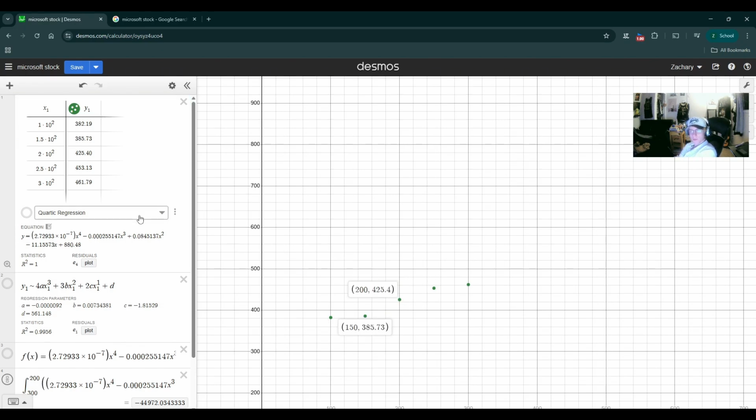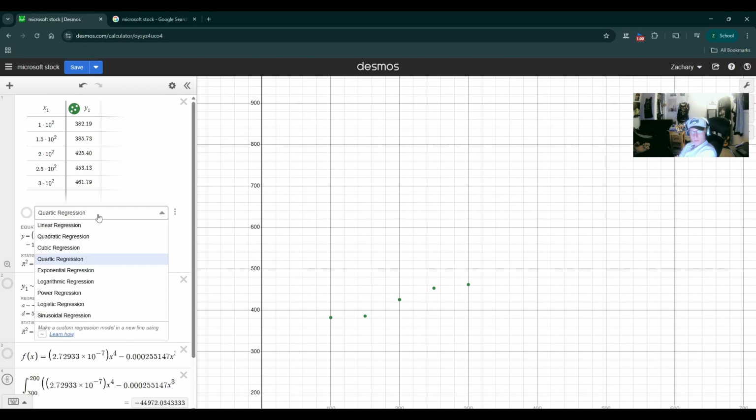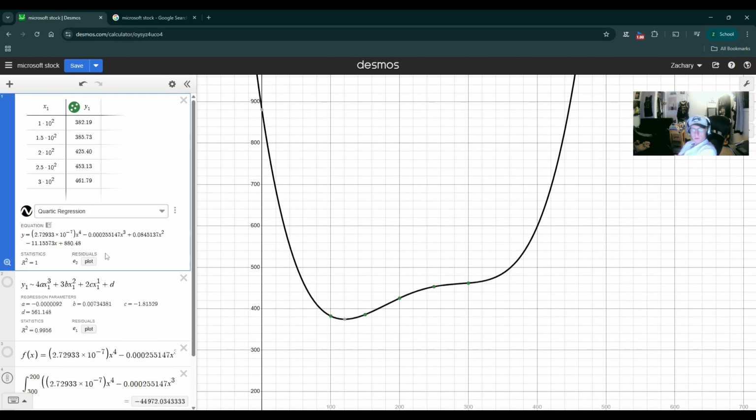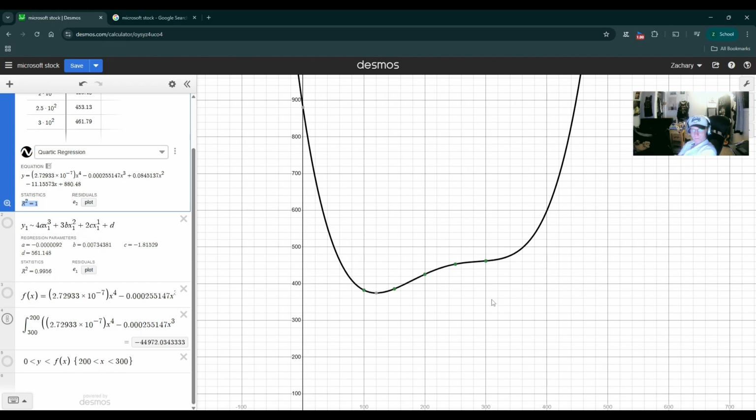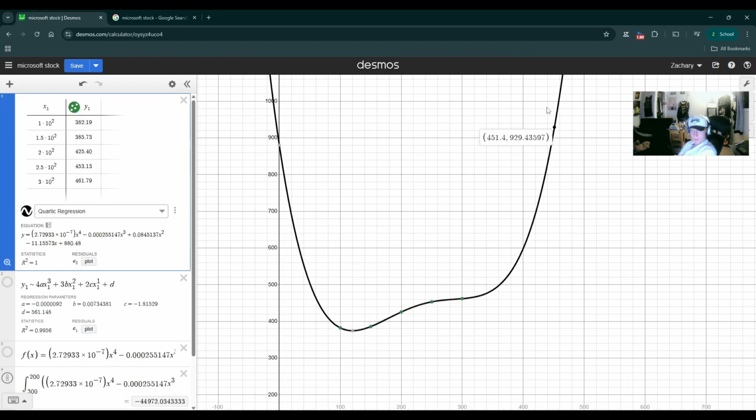Now, using Desmos' regression system, we can pick different types of graphs that will try to fit this graph. But we can see that a quartic graph actually gives us R equals 1, or R² equals 1, meaning that it fits perfectly on a quartic graph. So this is a graph that represents these points on the stock graph.